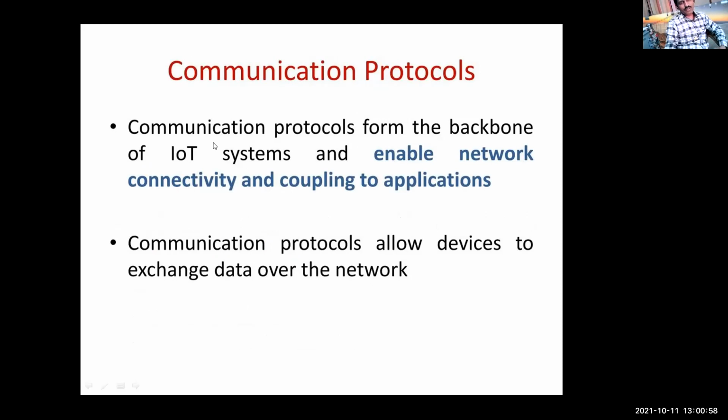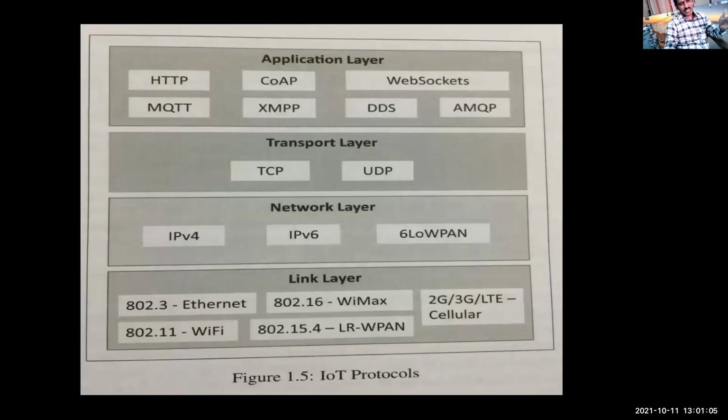Okay, communication protocol. Different communication protocols are there. They enable connectivity and coupling of applications. These are the different IoT protocol layers. We already know the 4 layers: the link layer, network layer, transport layer, and application layer.